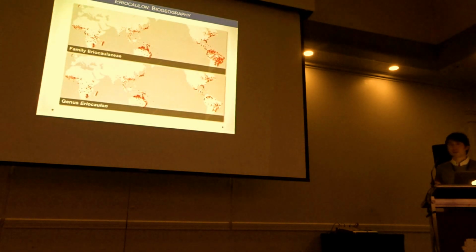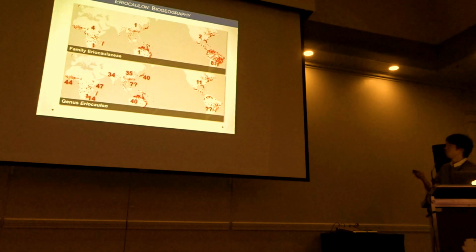The first question is biogeography. What you can see here is the herbarium specimen records of family Eriocaulaceae on top and genus Eriocaulon on the bottom. The difference is the density of dots in Latin America, South America, because this continent accommodates eight genera of family Eriocaulaceae. But for instance, in Asia and Australia, there's only Eriocaulon. So let's see the species numbers for Eriocaulon.